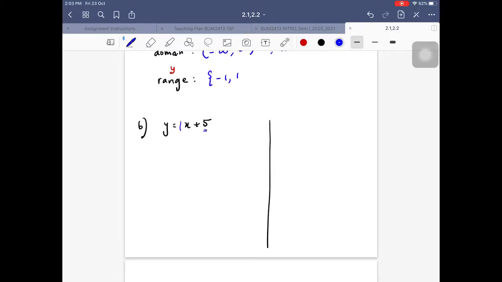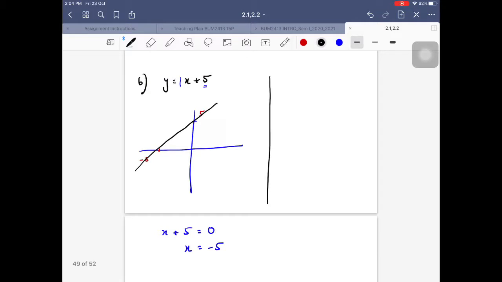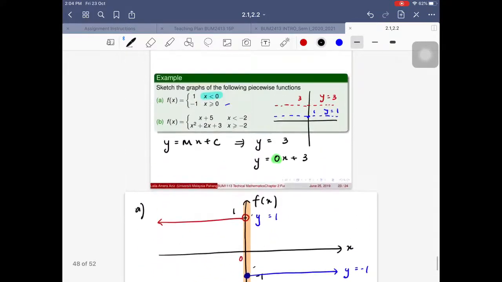My gradient value is going to be 1 and the intercept value is going to equal 5. If I were to sketch this graph, I know that it's going to intersect over here at a value of 5. The x-intercept is when y is equal 0, so x plus 5 is equal 0, and my x-intercept will be at negative 5. All I have to do is connect these two points, and that is my graph for y equal x plus 5.